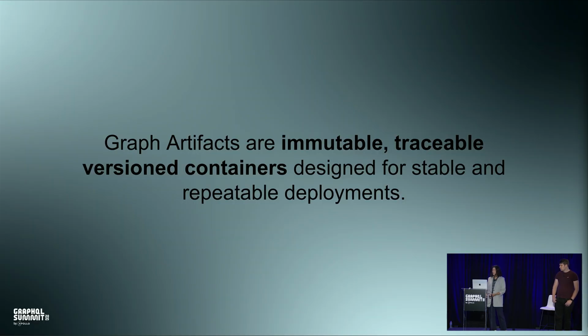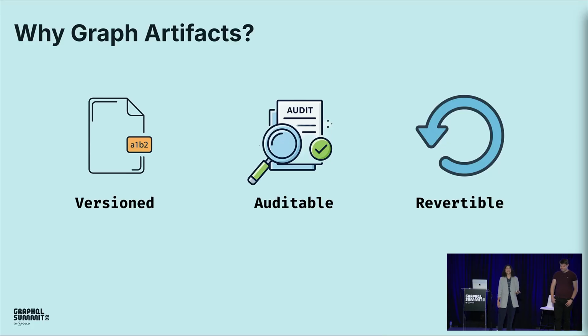All right, so we're going to introduce graph artifacts. They're immutable versioned schemas that are designed for stable and repeatable deployments. And you can think of them like Docker images for your Supergraph schema. And they're in public preview starting this last Monday. I've been saying in the future for so long.